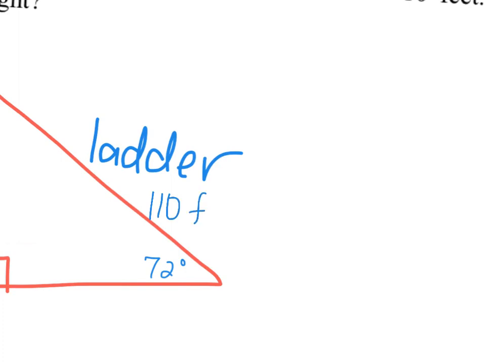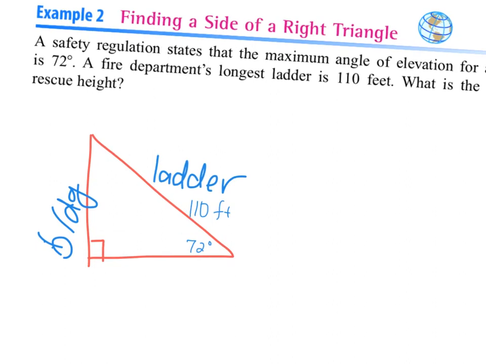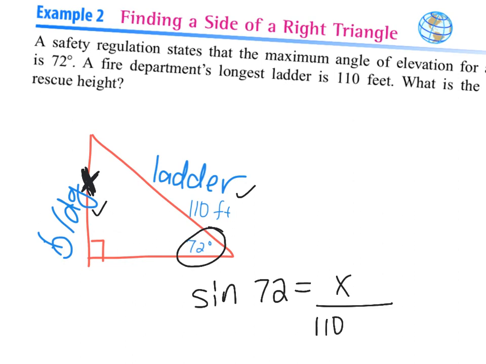So in my triangle here, the ladder is how long? 110 feet. Okay. So the question is asking, what's the maximum safe rescue height? Guys, height is the vertical line. So you have to understand what they're asking for. They want to know how tall the building can be. So given this angle and given the information, I want to know something about this side and this side. What trig function would I use? Because it's opposite over what? Good. So sine 72 equals opposite over hypotenuse.